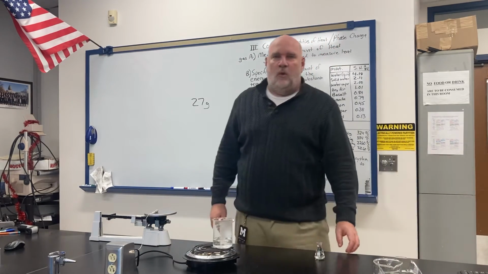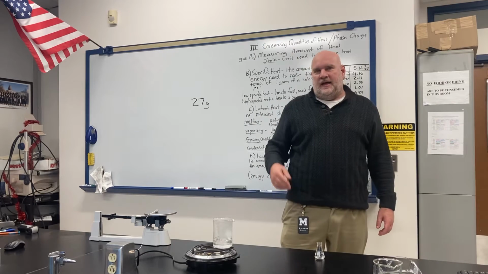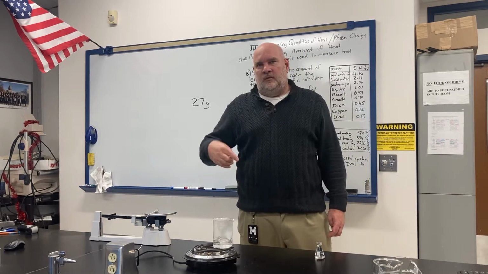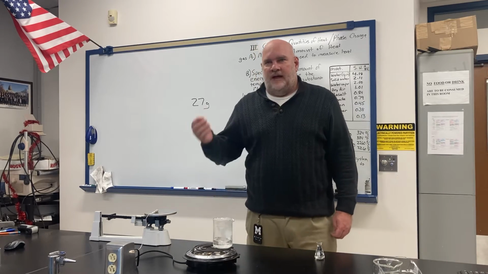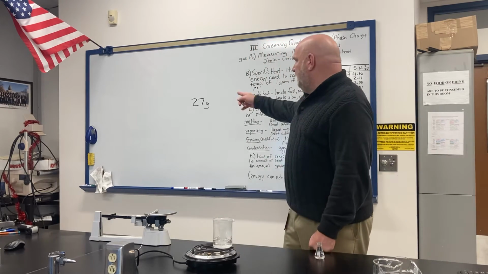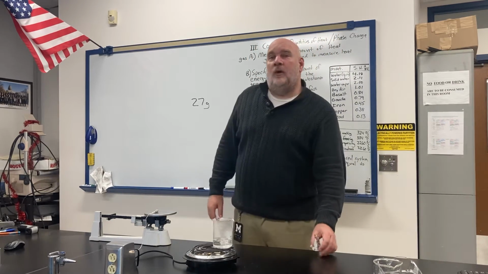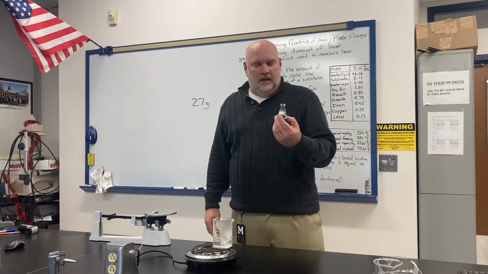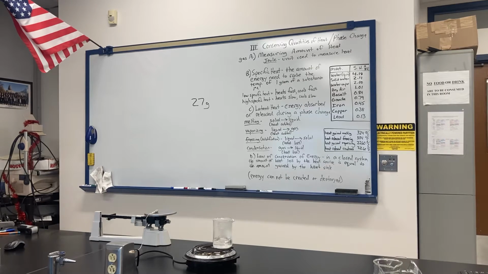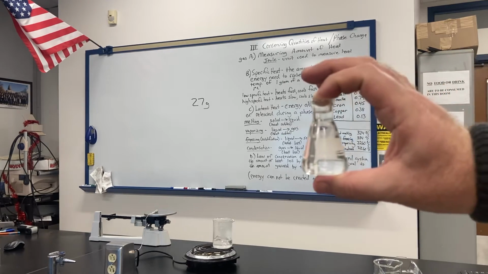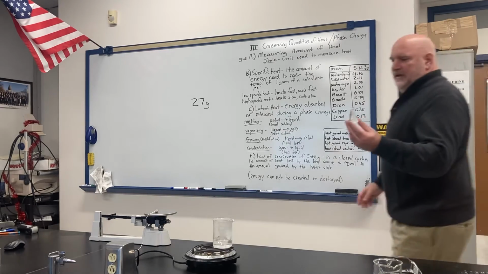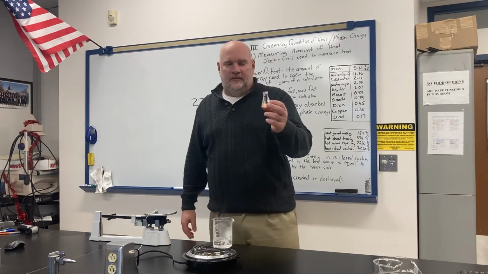Now, water has a density of 1, so that means if I had 1 gram of water, that'd be 1 milliliter of water. Or if I had 10 milliliters of water, that'd be 10 grams of water. So 27 grams of water would be 27 milliliters. And this right here is a 25 milliliter beaker, so this is roughly around 27 grams of water right there.